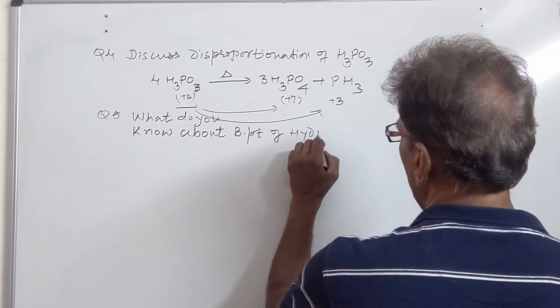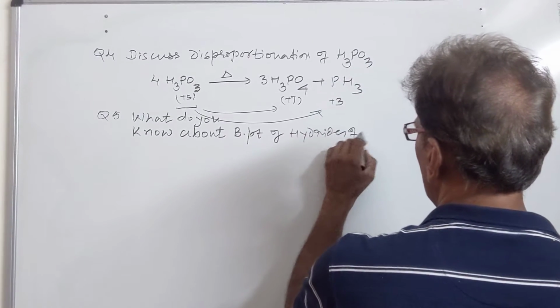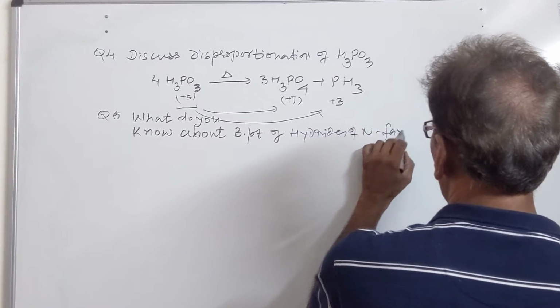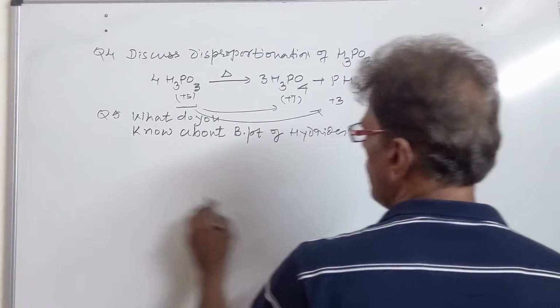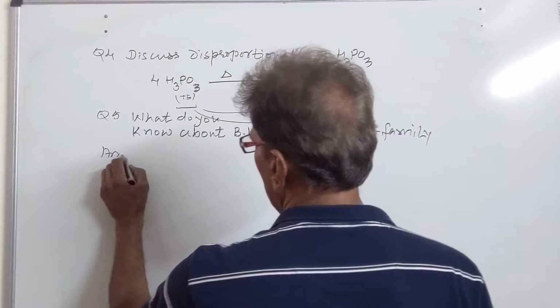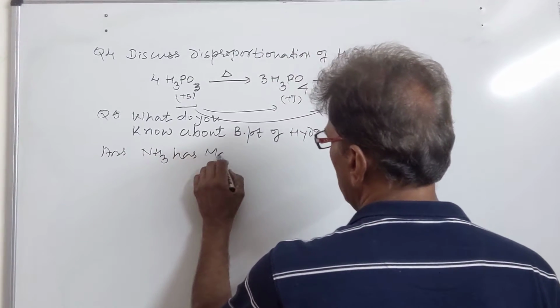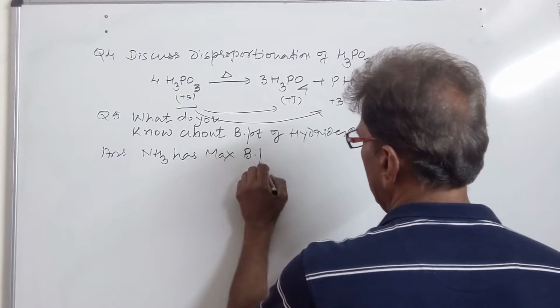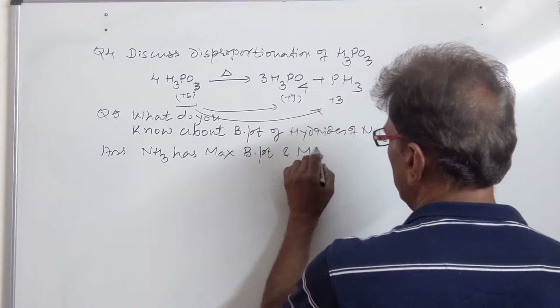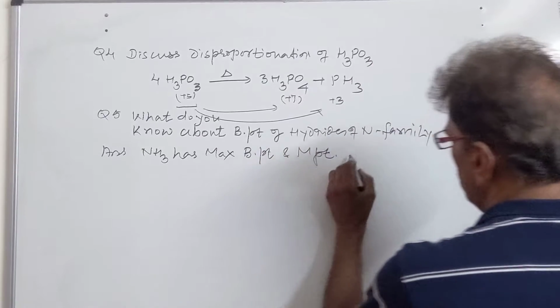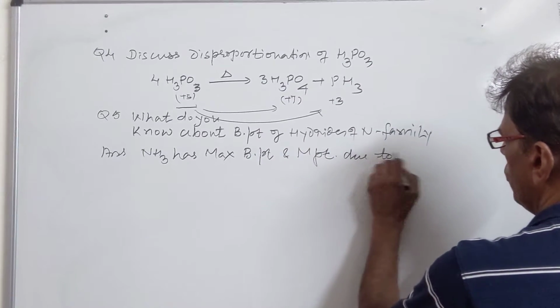Then we have, what do you know about boiling point of hydrides of nitrogen family? So comparing their boiling point, NH3 has maximum boiling point as well as melting point. क्यों ज़्यादा है? Because due to hydrogen bonding in it.